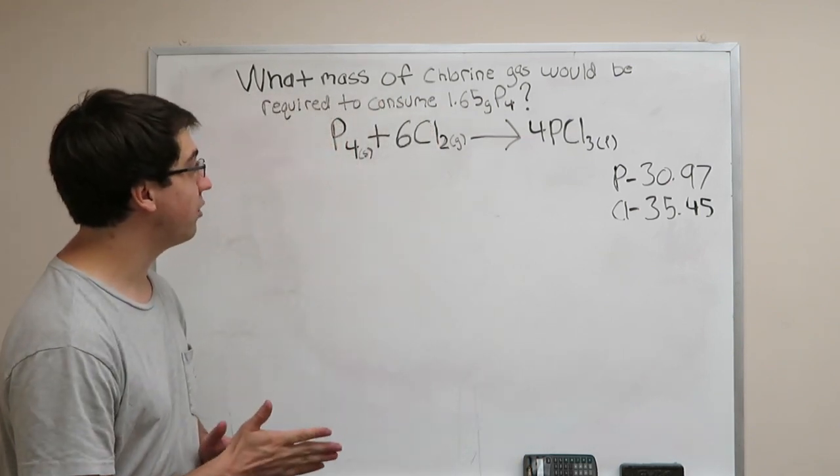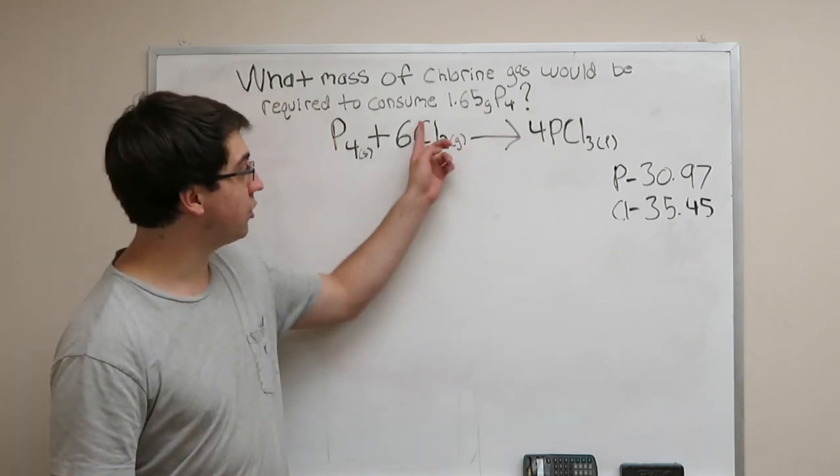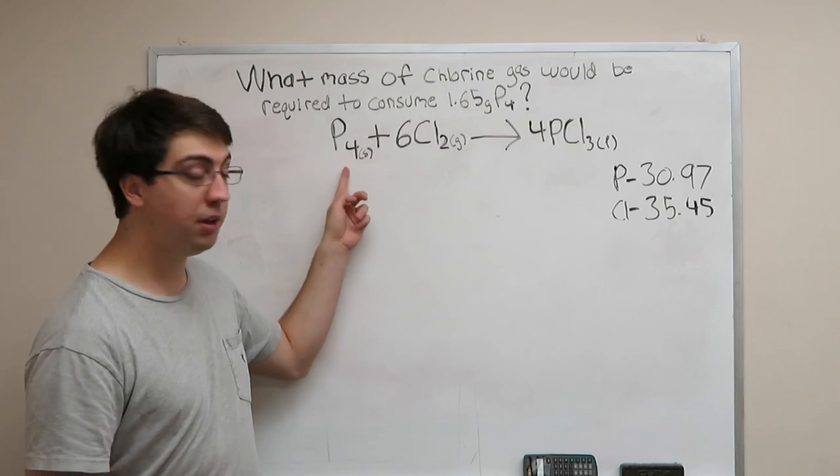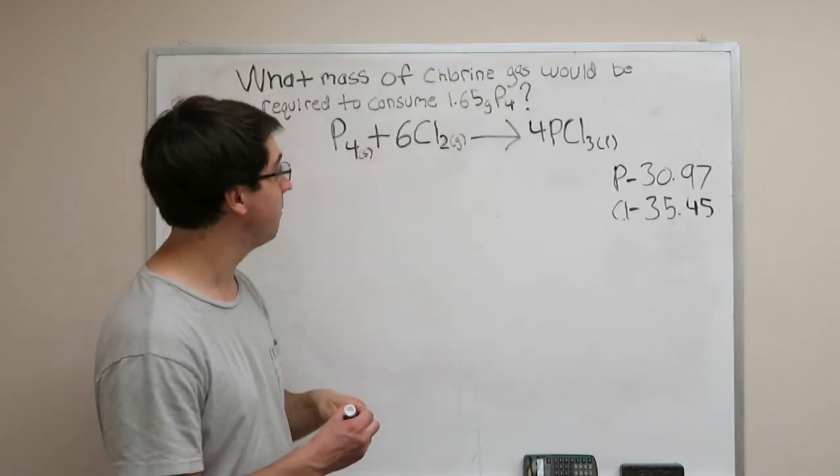What mass of chlorine gas would be required to consume 1.65 grams of P4? We know that we're starting off with 1.65 grams of P4 and we're trying to figure out how many grams of chlorine is required to consume it.